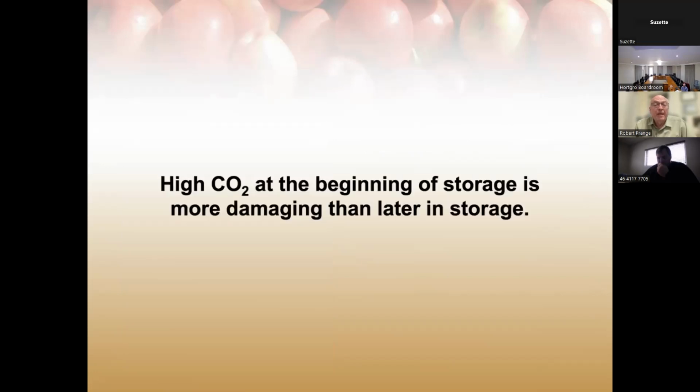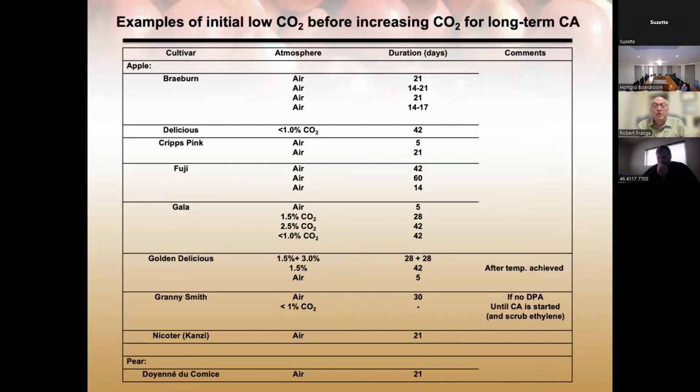Okay. Now, the next factor was stage of storage. And here's the take-home message. High CO2 at the beginning of storage is more damaging than later in storage. This is a new table. You folks are the first to see it. I've gone through my database looking for the varieties that you grow, such as Braeburn, Delicious, Cripps Pink, Fuji, Gala, Golden Delicious, Granny Smith, and Kanzi. And Comice is there from the pears, but there's only one that happens to be Comice.